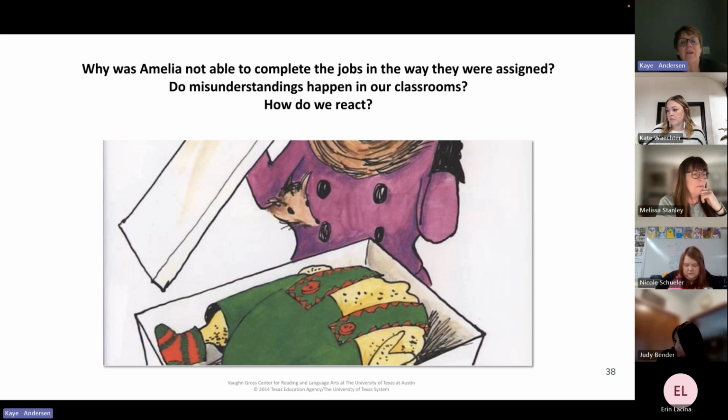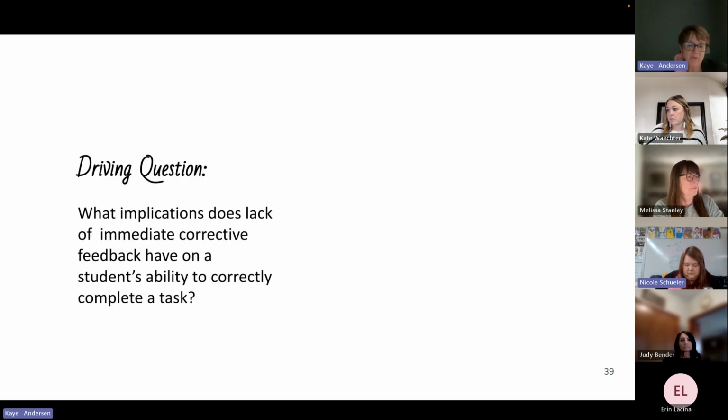How can I give that feedback more explicitly, more directly, but more importantly, how do I give that to start with? So what implication does lack of immediate feedback have on a student's ability to complete the task correctly? If we want them to complete it correctly, and if we want them to move forward on any problem, that feedback has to be given to them over and over again in a supportive manner until they get it right.